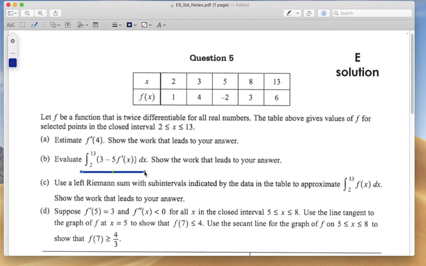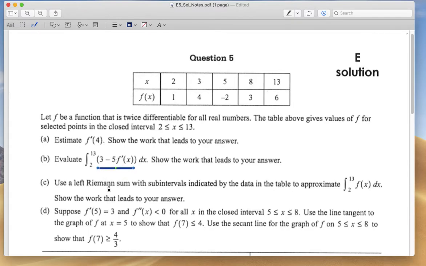It's evaluating a definite integral. So the first thing we got to do is think about, well, how do you do a definite integral? How do you evaluate one? Well, we need to find an antiderivative. And once we have the antiderivative of this, then we would plug in 13, then we would plug in 2 after that, and then we would subtract those two results.